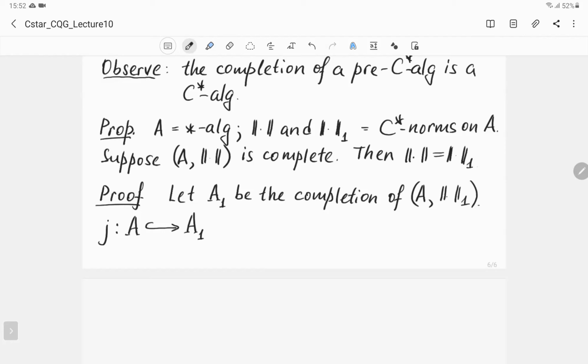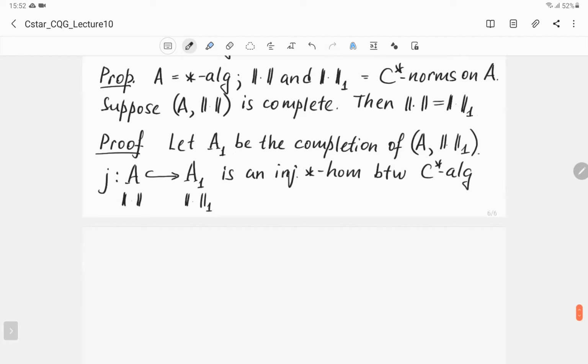So what can you say about this map? This is, of course, injective. And this is an injective star homomorphism between C-star algebras. So A is equipped with the first norm, and A1 is equipped with the second norm. And we know that an injective star homomorphism between C-star algebras is isometric. J is isometric. And that's it. So this means that the norms are identical.